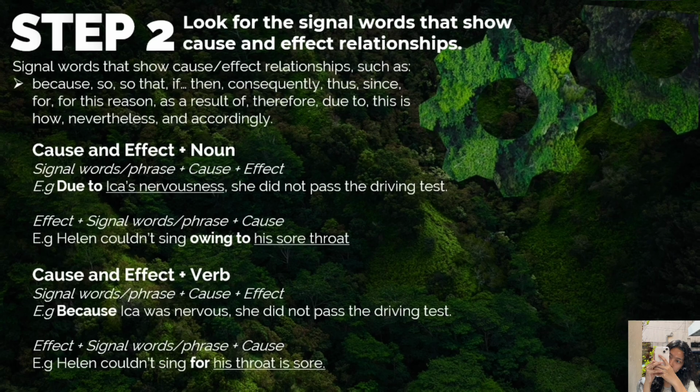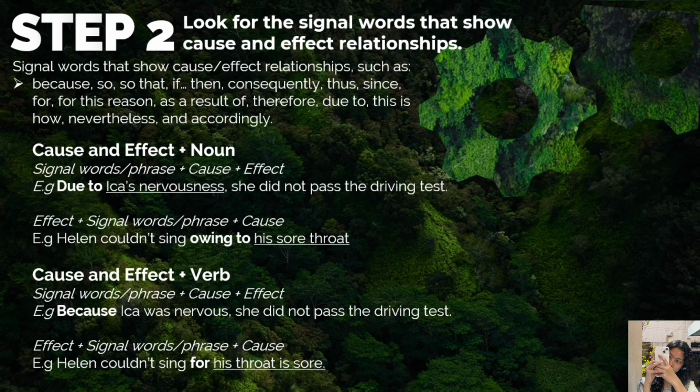The second type is effect plus signal word or phrase plus cause. For example, Helen couldn't sing owing to his sore throat. In this example, Helen couldn't sing is the effect, while his sore throat is the cause, and both are noun phrases. The second is cause and effect with verbs.